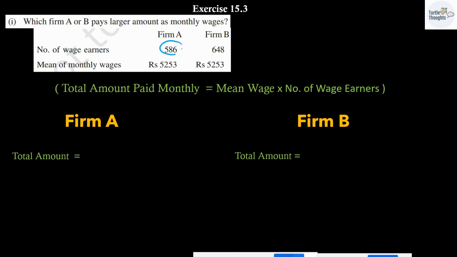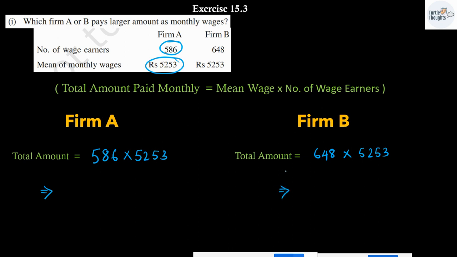So it is going to be 586 multiplied by 5253. This is going to be the total amount that is going to be paid by firm A. By firm B, the total amount paid is going to be 648 multiplied by 5253. Right? Can you tell me what will be the answer for these both?